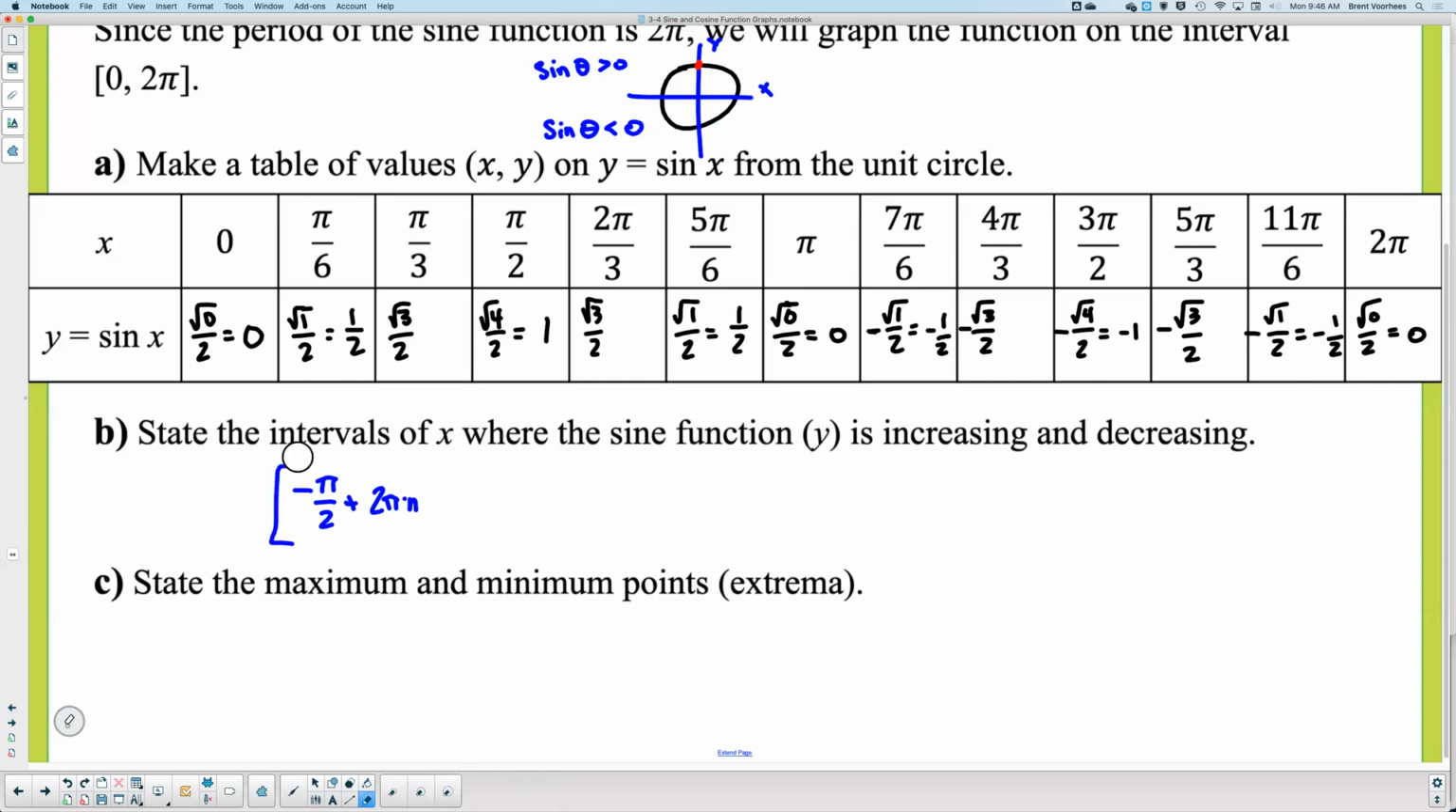When you increase, you don't do a bracket, you do a parenthesis. From negative pi over 2 plus 2 pi n. That means you can do this infinite number of times. And we decrease, we continue increasing to pi over 2 plus 2 pi n.